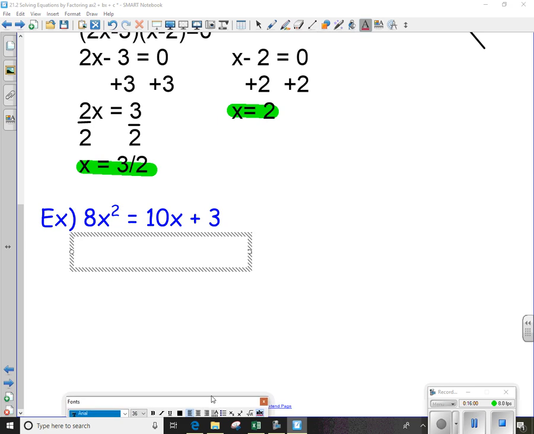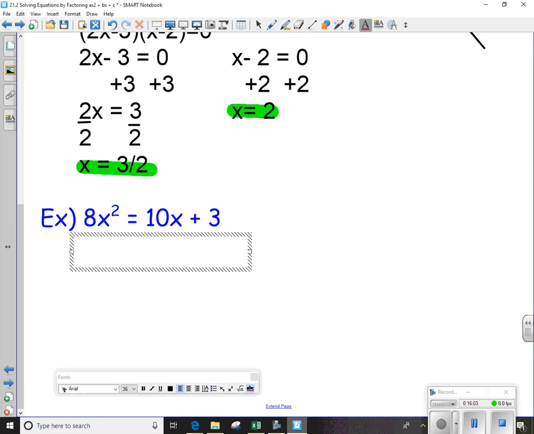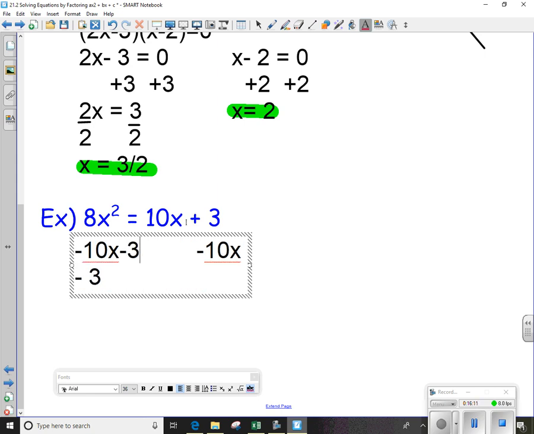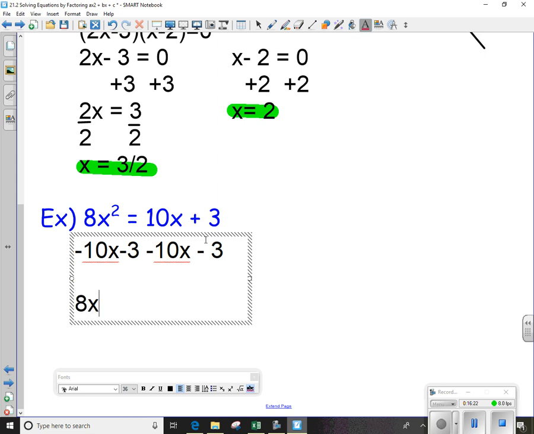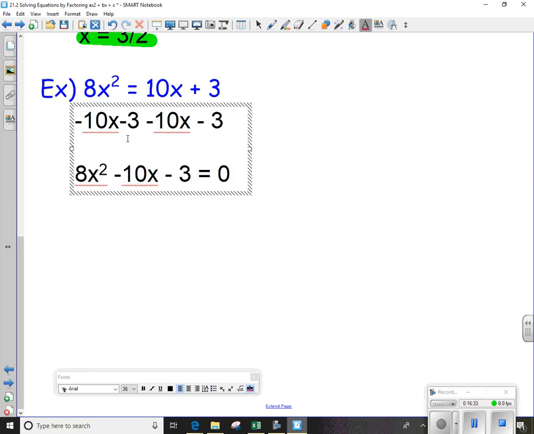And again, I need to make this equal to 0. So I'm going to subtract the 10x and subtract 3. If I do it on that side, I have to do it on the other side, the left-hand side. Now I have a polynomial that is 8x squared minus 10x minus 3. Again, I want it in standard form. That's why the first station was so important, understanding your terms, your variables, standard form, highest down to lowest. Because if it's not in that form, then I really can't do our x method.